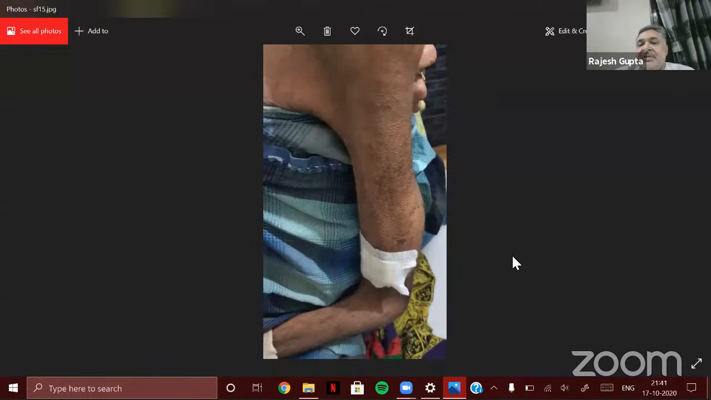And this was the picture, see how emaciated it was. And when he came to me, it was completely healed. There was no wound. It was the last dressing they had. And it was united.